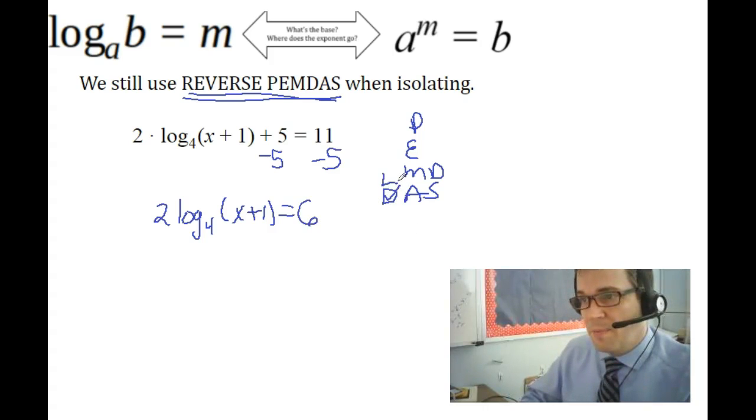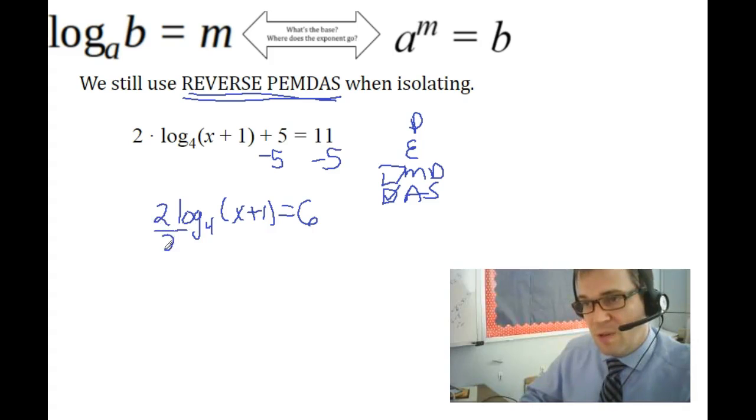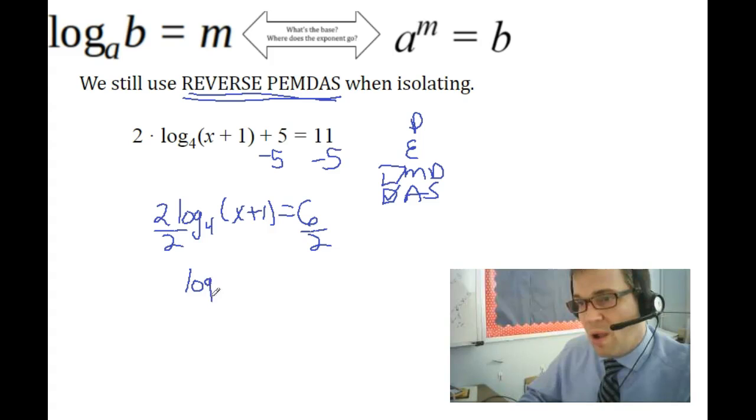I'm going to work my way up this ladder. I'll say, is there anything to multiply or divide? This 2 is multiplying this entire expression, so that should be divided. Both sides divided by 2. That will give me log base 4 of (x plus 1) equals 3.